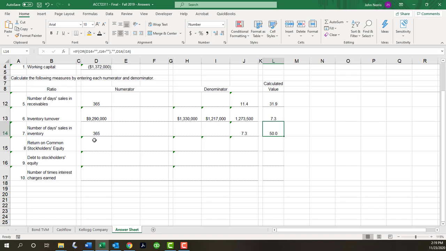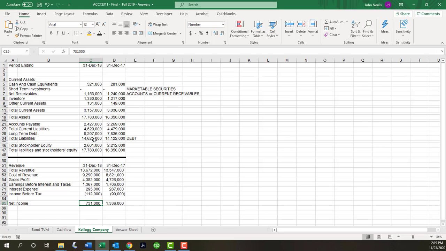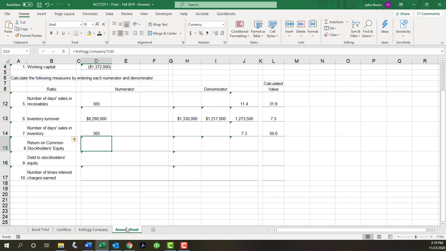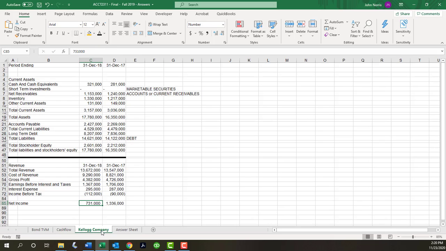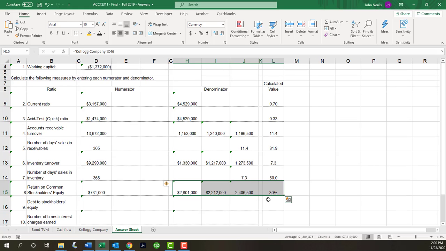Return on common stockholders' equity. The numerator is net income. The denominator is average stockholders' equity. So just like we've been averaging accounts receivable and inventory, we're going to average the total stockholders' equity. So that's these two numbers right here. And that gives us 30%. And this is the only one of the calculated values that is normally expressed as a percentage.